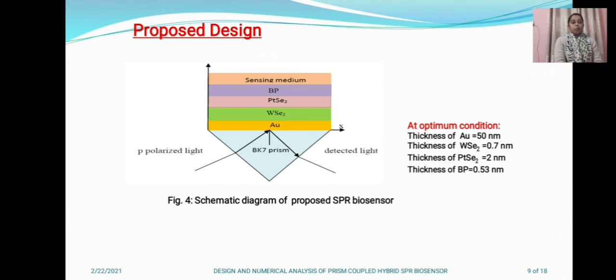Proposed design. The proposed structure represents a hybrid structured prism coupled SPR sensor based on the Kretschmann configuration, consisting of BK7 glass as a prism coupler, a gold layer, a single layer of tungsten diselenide, a single layer of platinum diselenide, and 3 layers of black phosphorus. Here gold is used as the SPR active material, and the newly invented TMDC material platinum diselenide, with tungsten diselenide and black phosphorus, plays a vital role in enhancing the sensitivity. The optimum thickness of platinum diselenide is considered as 2 nanometers.